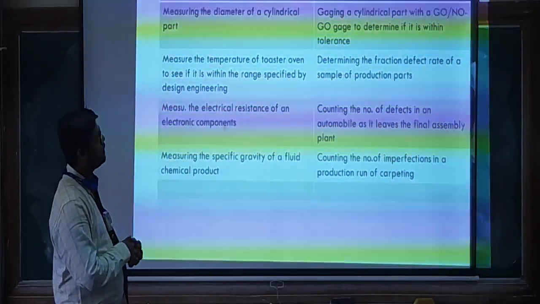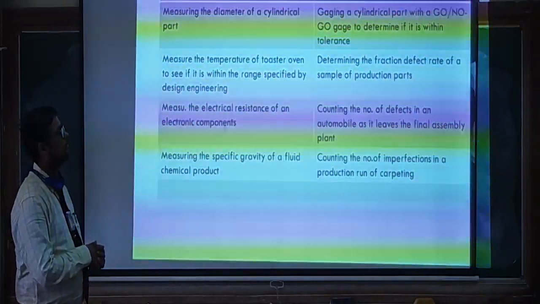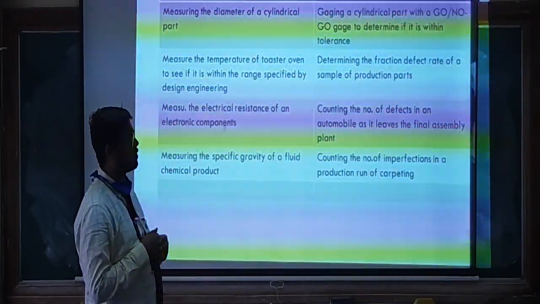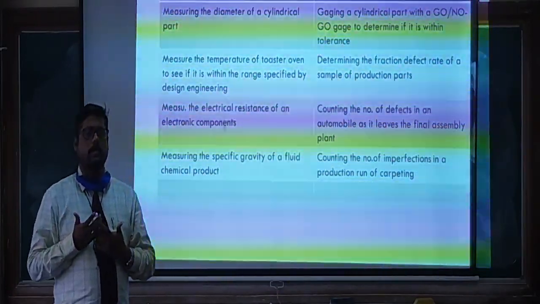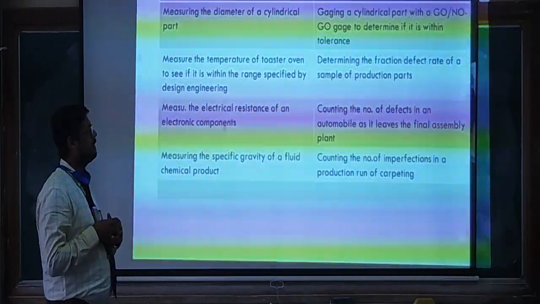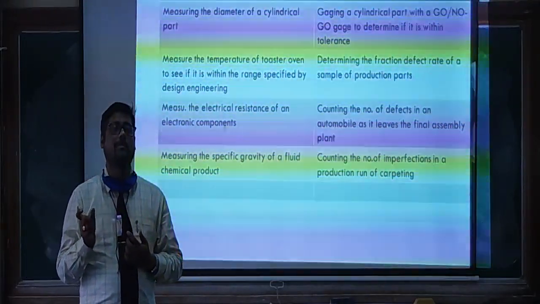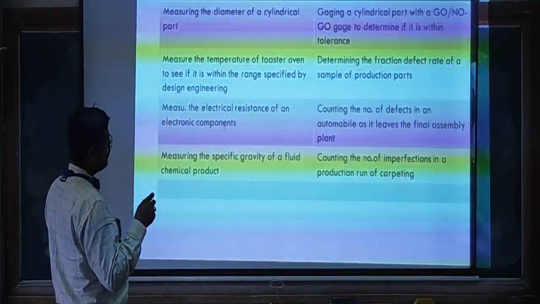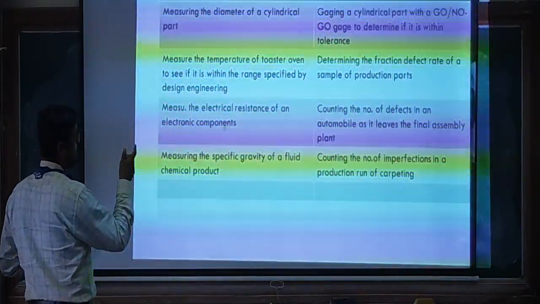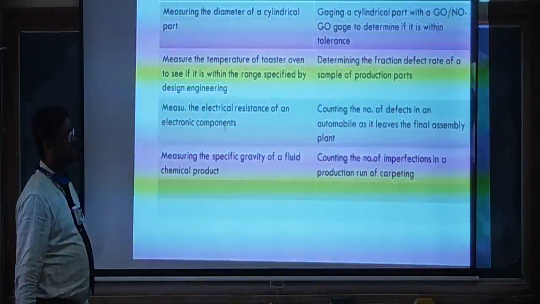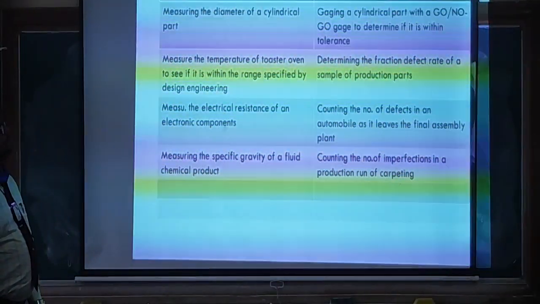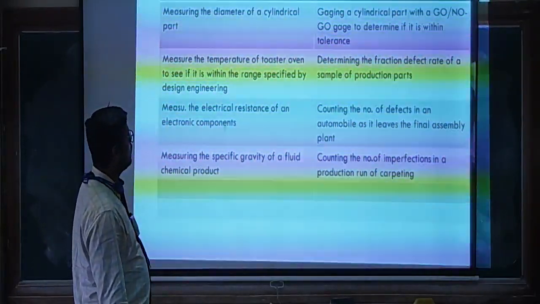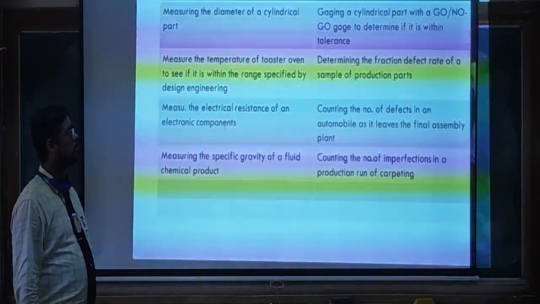Now an example of inspection for attributes: determining the fraction defect rate of a sample production part. If I want to produce n number of parts, we determine the fraction defect rate. How much is the fraction defect rate, that we are checking with the help of different types of gauges. So that is the fraction defect rate, how many counts we are using. That comes under the inspection of attributes.